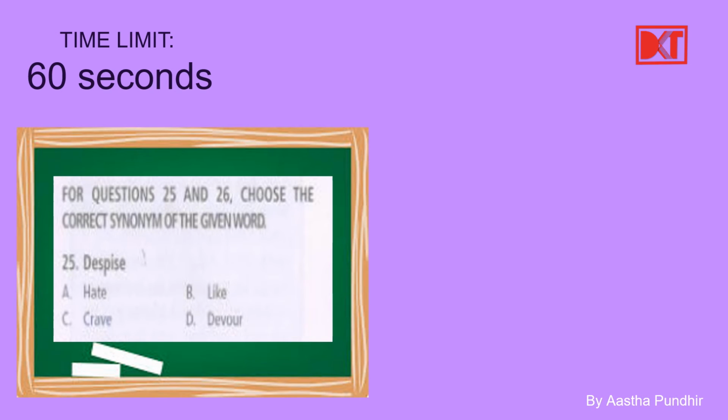Okay, so here we have for questions 25 and 26, choose the correct synonym of the given word. Let's see. The word here is despise. The options are hate, like, crave, devour. Now here the correct synonym. Synonyms are the words which mean the same. So for despise, the word that means the same is hate.